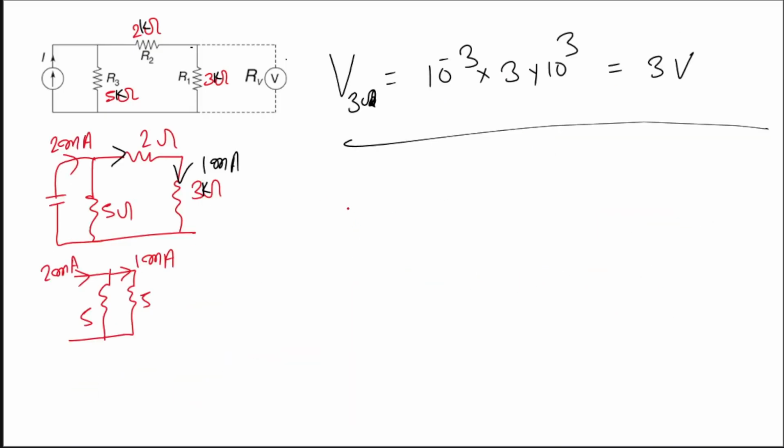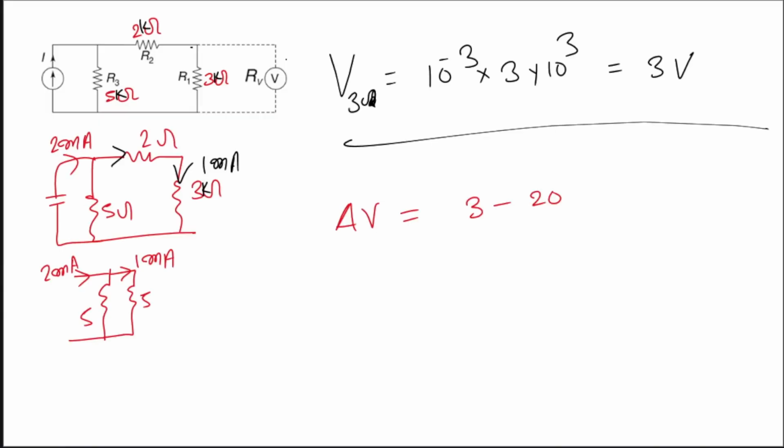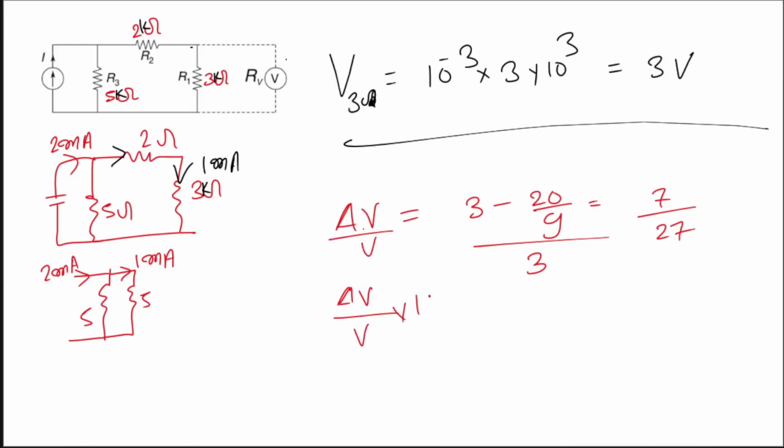So what is the difference in potential that you are getting? So 3 minus 20 by 9, or was it 10 by 9, what is it? 20 by 9, right? So let us put it here, 20 by 9 divided by original, that is 3. So this will give you how much? 7 by how much? 27, right? So what will be the percentage? Delta V by V we have got. Delta V by V into 100 will be how much? 7 by 27 into 100, that will give you almost 26%. Okay. So this is this.